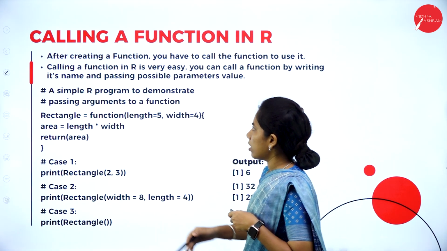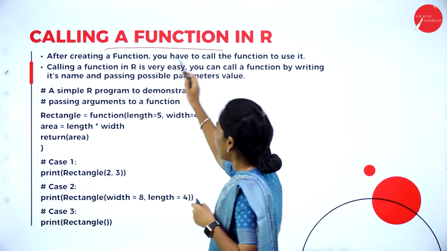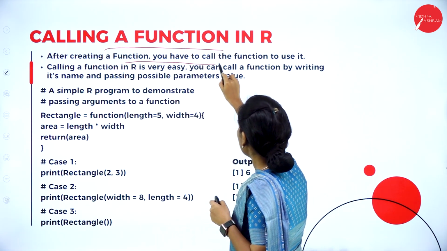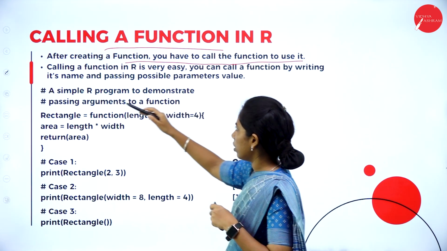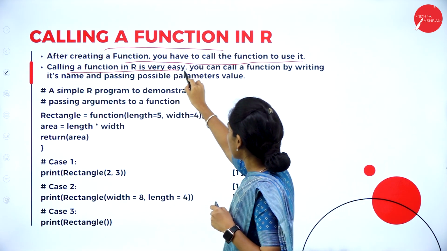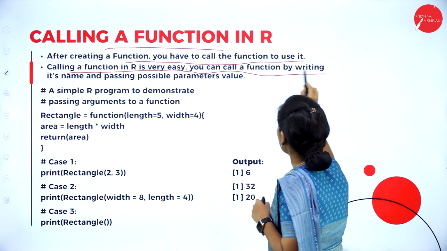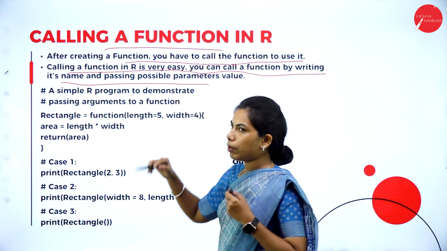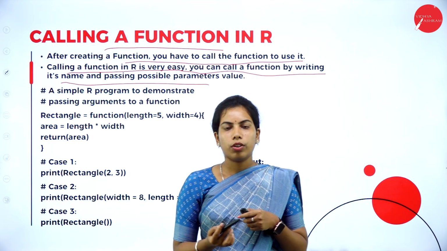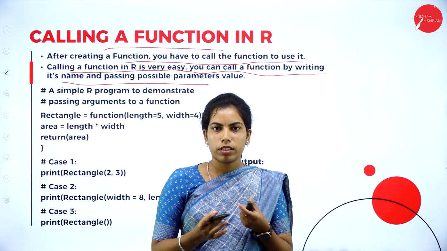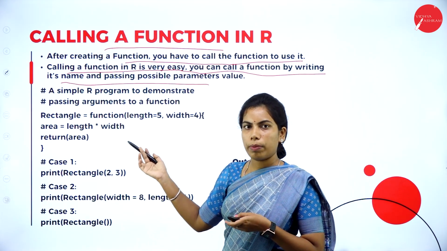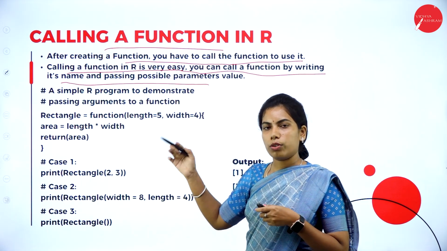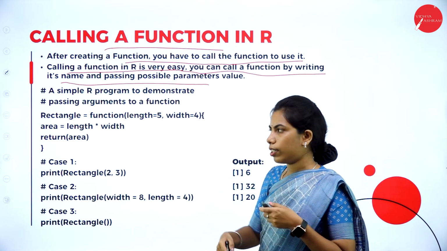So here you can see how to call a function. After creating a function, you have to call the function to use it. Calling a function in R is very easy. You can call a function by writing its name and also passing the possible parameters. As I already told, passing parameters into the function is almost easy, right? In the previous example, you already saw how to pass a parameter and how to call that function.